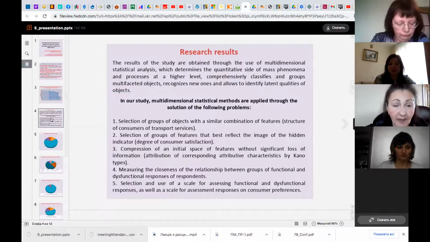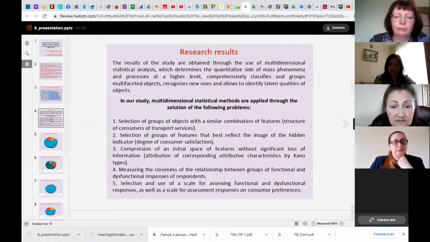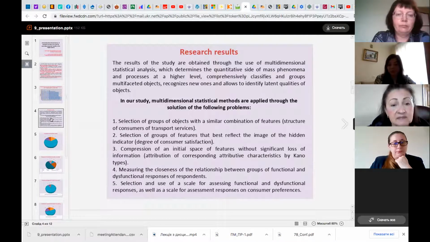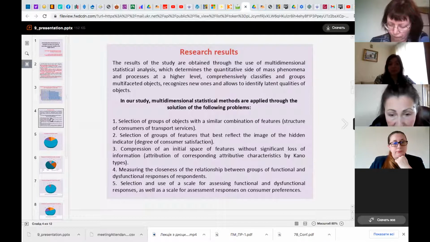According to our research, we applied the solution of the following problems: selection of groups of objects with a similar combination of features, the structure of consumers of transport services. Next, selection of groups of features that best reflect the image of the hidden indicators, the degree of consumer satisfaction, and compression of the initial space of features without significant loss of information. Next, measuring the closeness of relationship between groups of functional and dysfunctional responses of respondents according to the Kano model, and selection and use of the scale for assessing functional and dysfunctional responses.